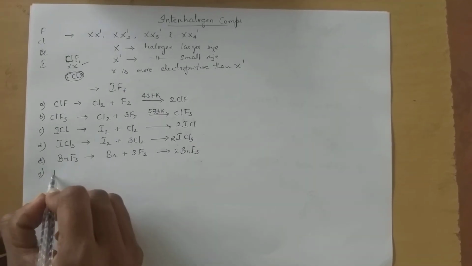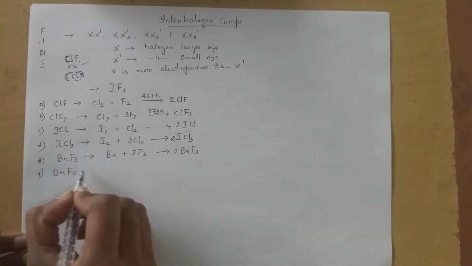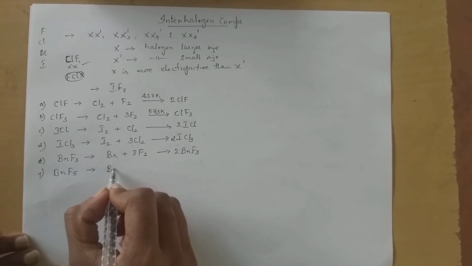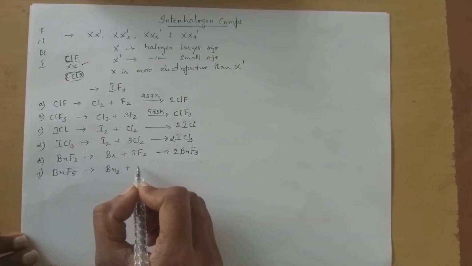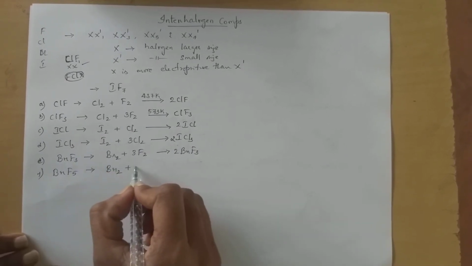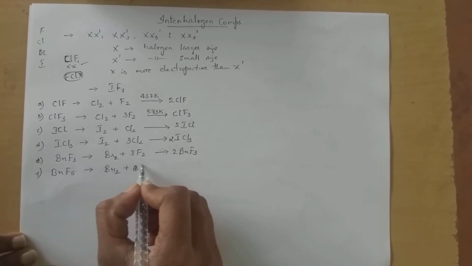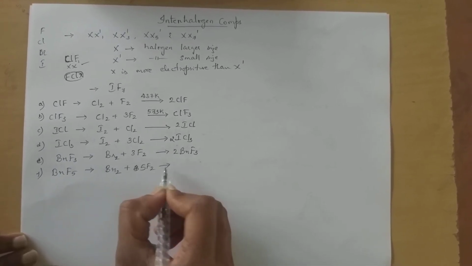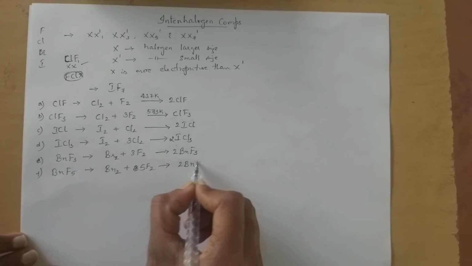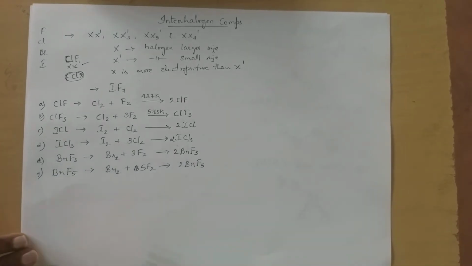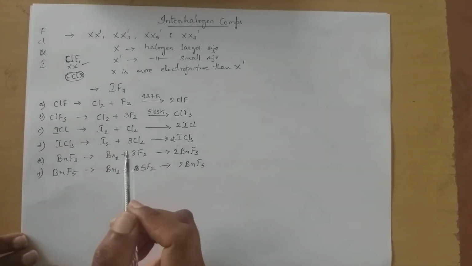Similarly, BrF5, that is bromine reacts with excess fluorine to form BrF5. Okay? So this is how we can prepare interhalogen compounds.